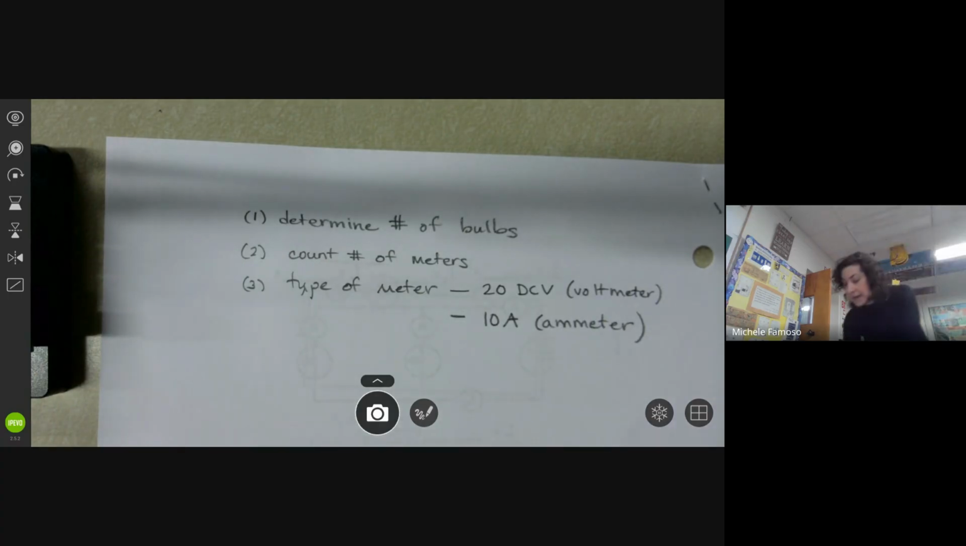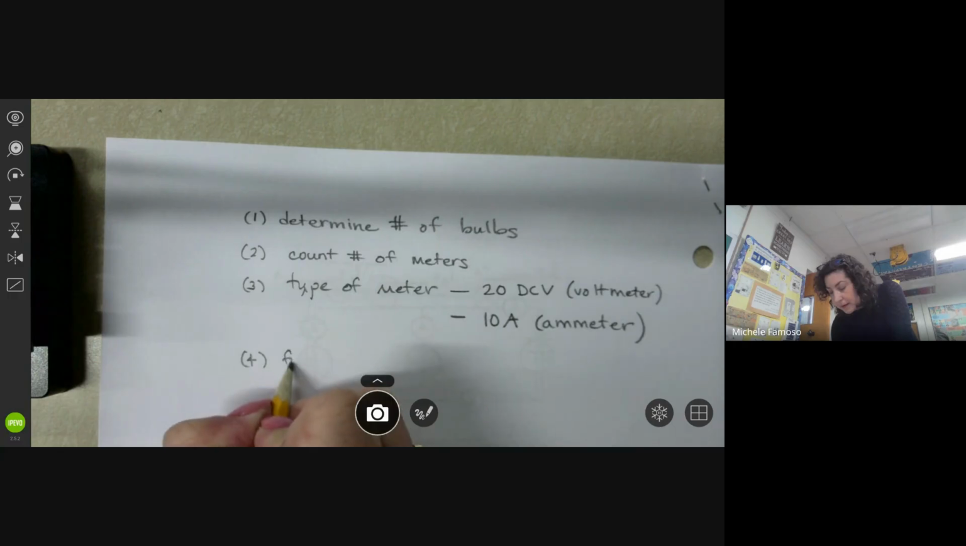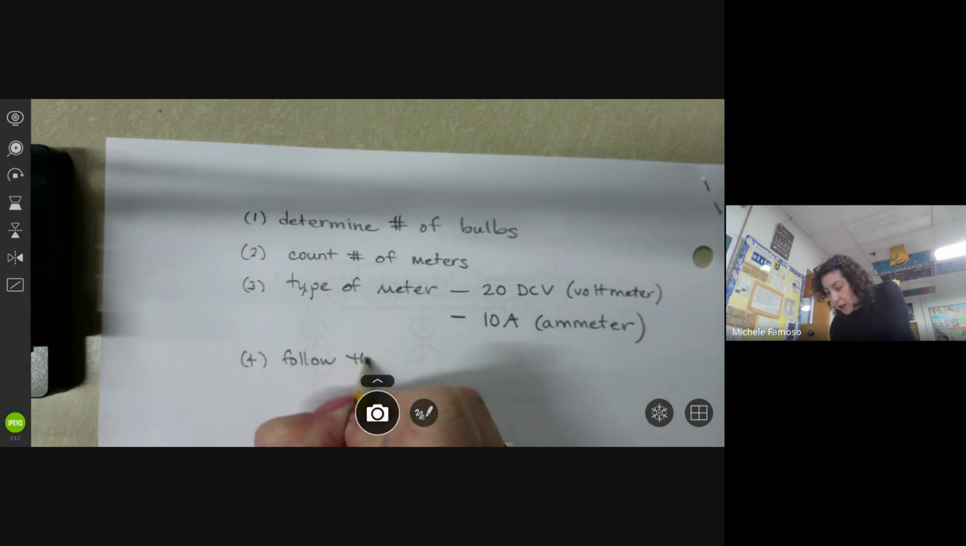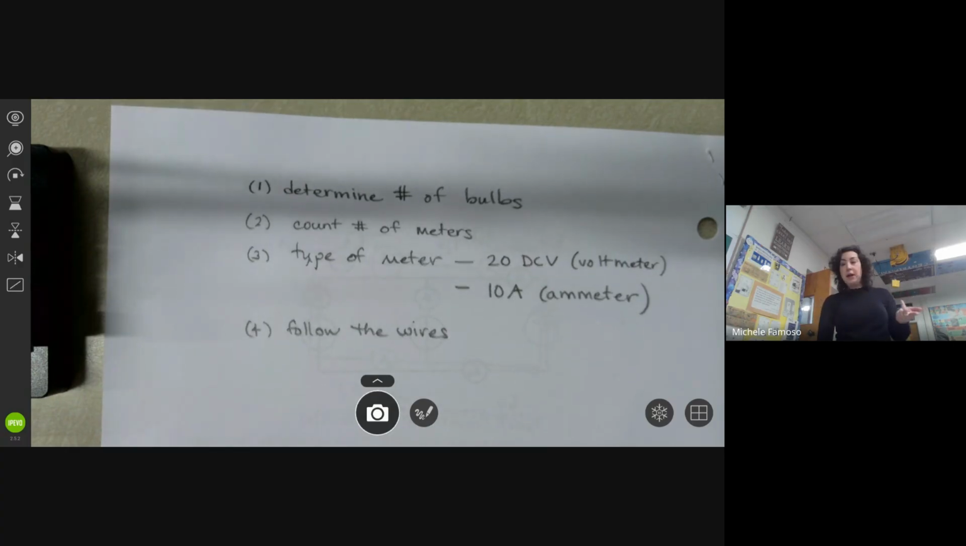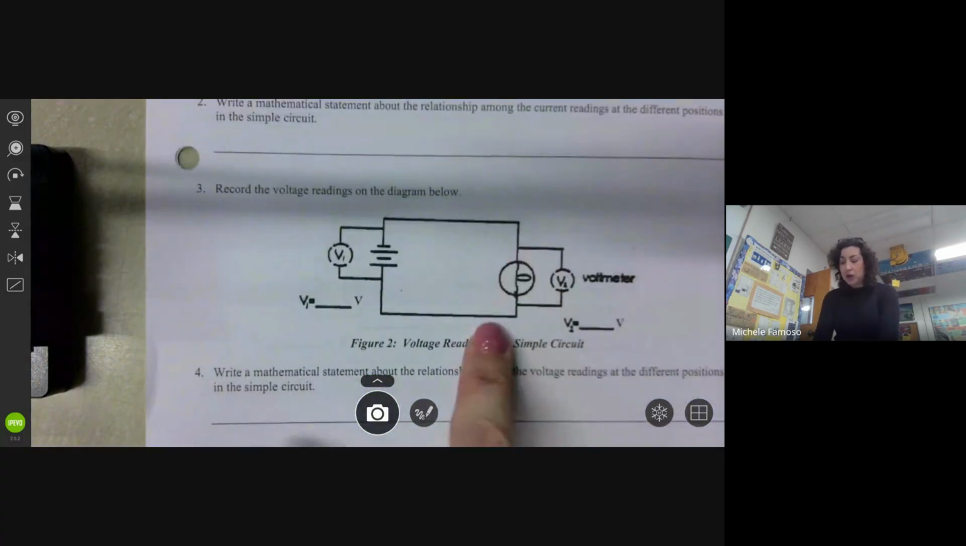And then lastly, follow the wires. So if you follow the wires and try to compare it to the diagram, that should lead you to which type of circuit it is. Okay? You'll have to figure out which is which. Now, once you have figured out which diagram it is you're looking at, okay, I am looking at circuit diagram in question 3.